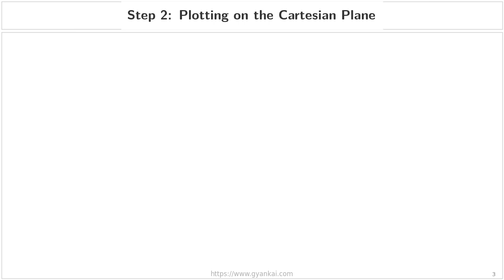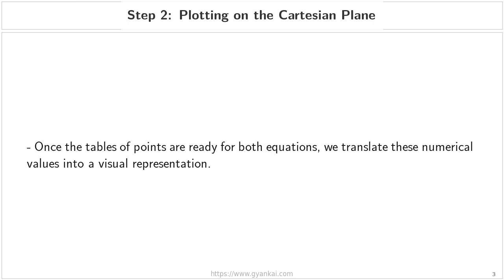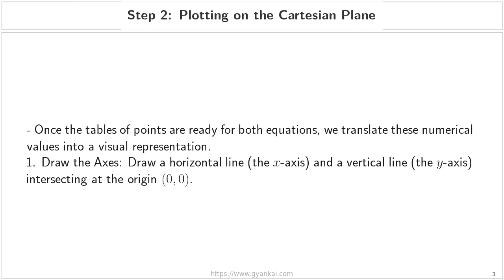Step 2, plotting on the Cartesian plane. Now that we have completed the first step and have our tables of points ready for both equations, it is time to move from numbers to pictures. In this step, we are going to translate those numerical values into a visual representation on a graph. To do this properly, we follow a specific procedure.